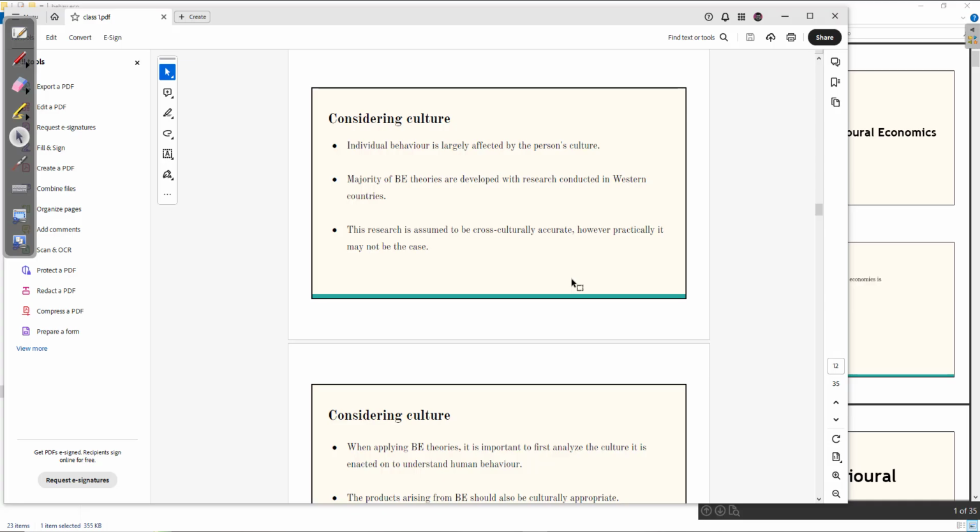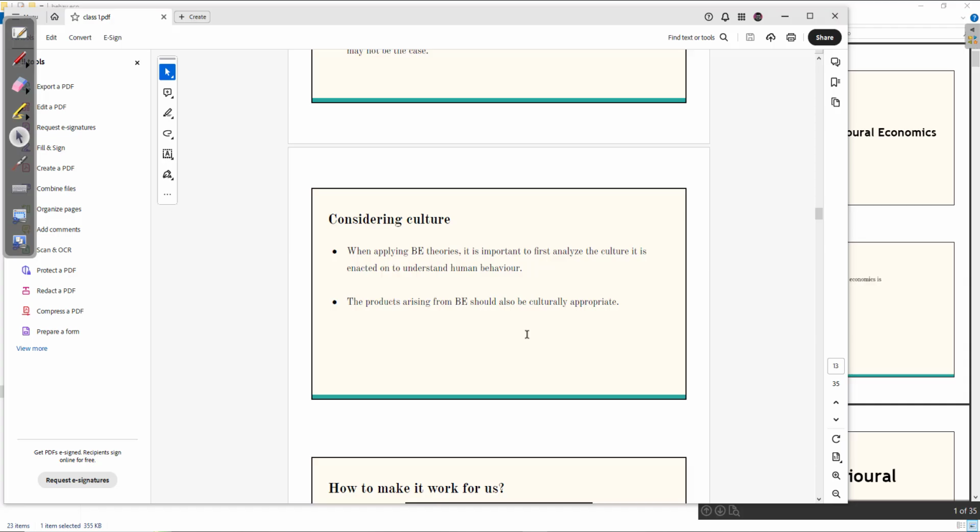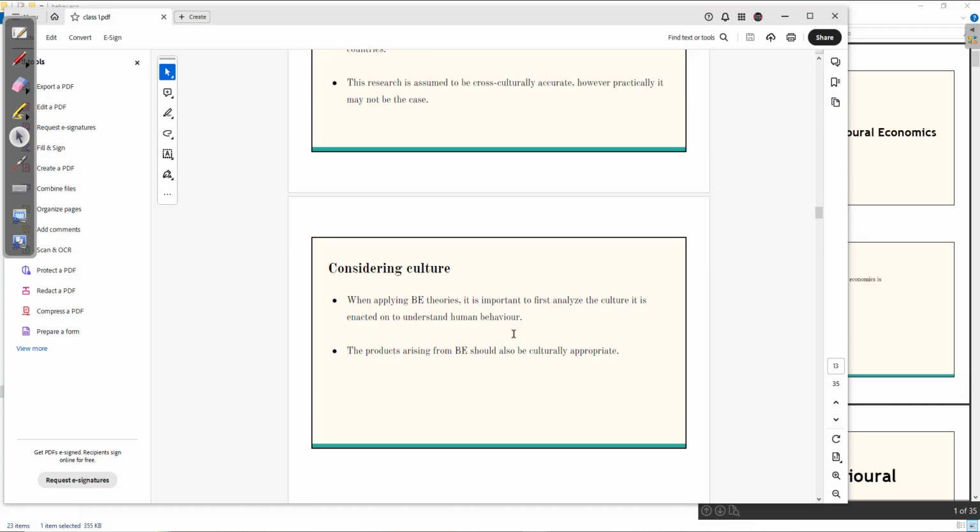Okay, even others are also working in these areas. So these days, this thing is getting a lot of attention. This research is assumed to be cross culturally accurate. However, practically it may not be the case. Obviously, if you are trying to do a study regarding a particular concept on people of a particular culture, that might differ in another culture.